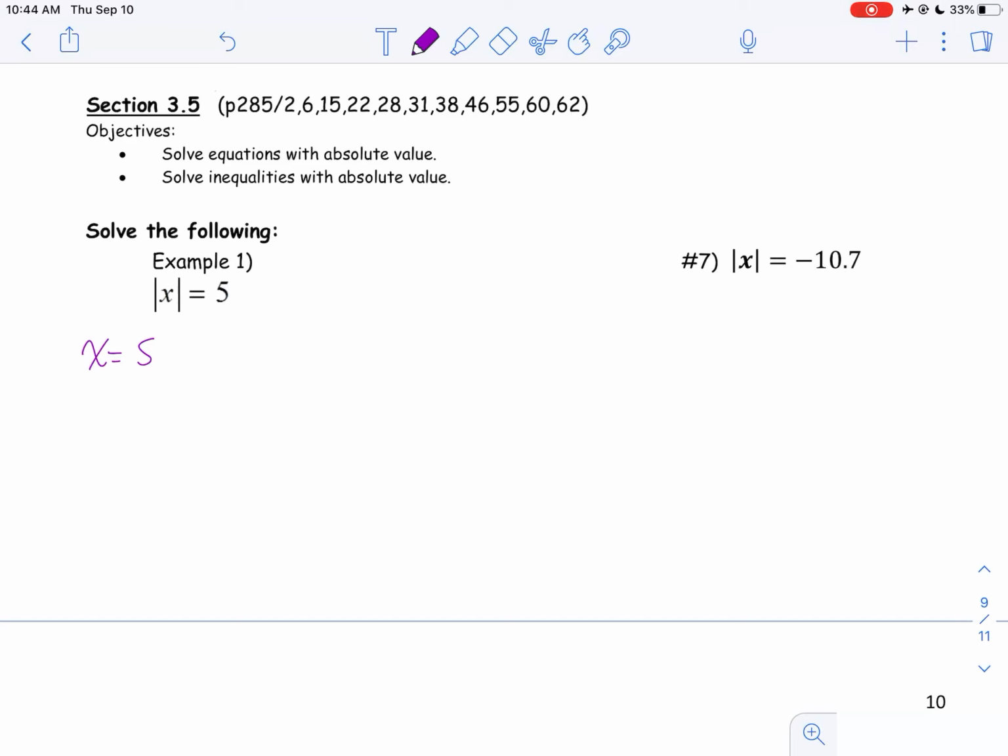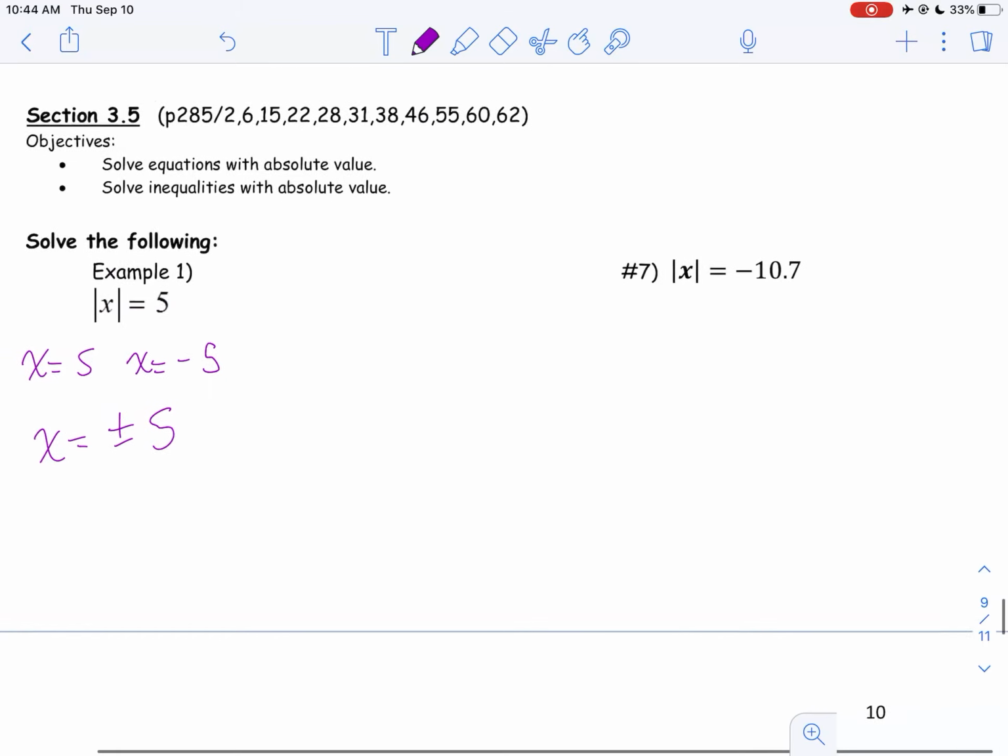Are there any other solutions? What about x equals negative 5? The absolute value of negative 5 is positive 5. So this simple equation has two answers, x equals 5 and x equals negative 5. A shortcut for writing this is plus or minus 5.